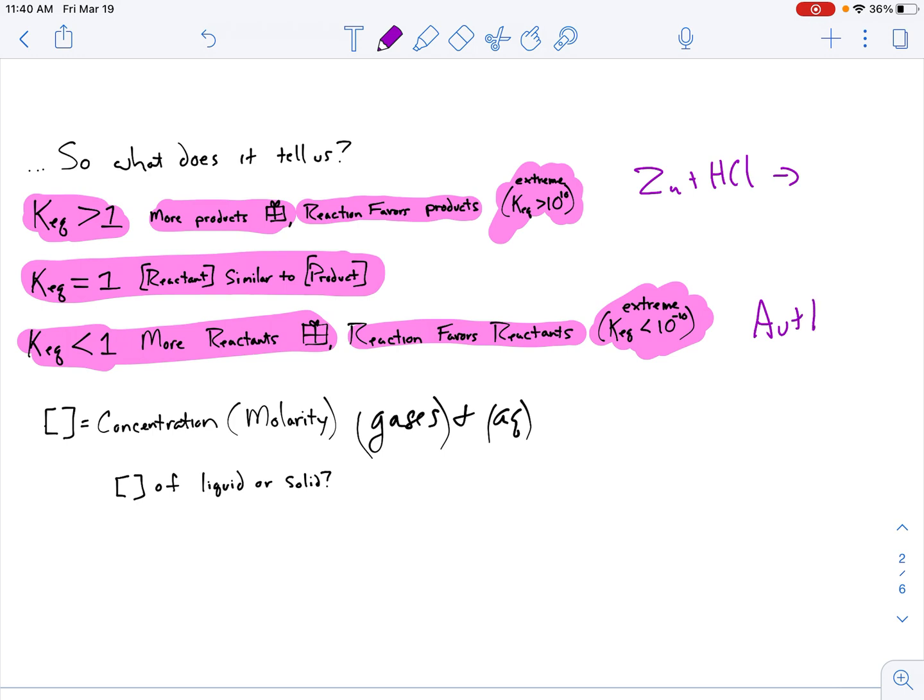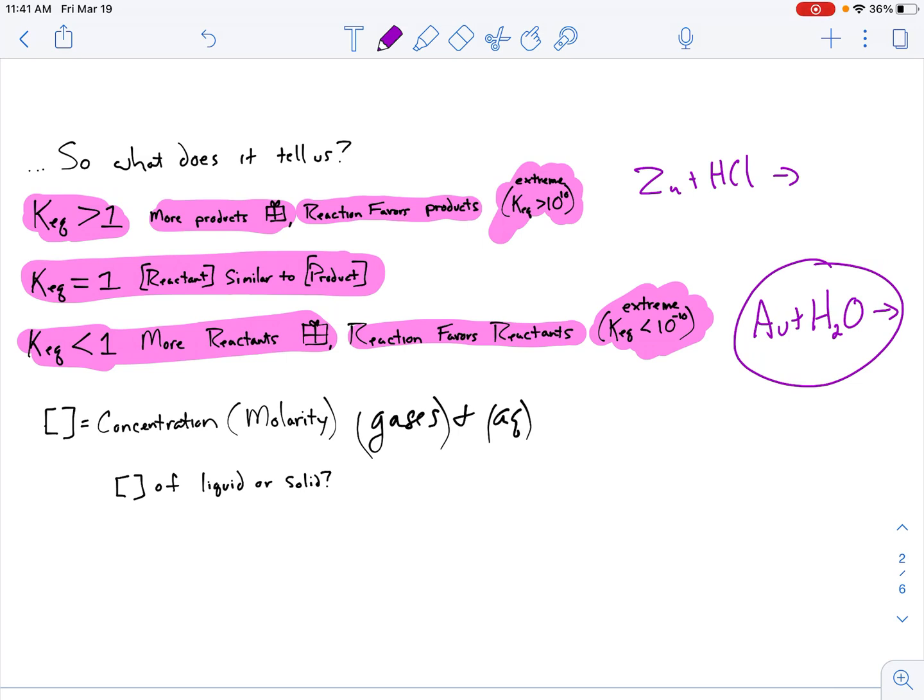For example, if I was reacting gold and water, and I put some gold in water, it doesn't actually really react that much. There's going to be very, very few actual chemical reactions occurring. Most likely, you're going to just be left with gold and water. So you're going to have a way higher concentration of your reactants than your products, so your KEQ value is also going to be very, very, very small.